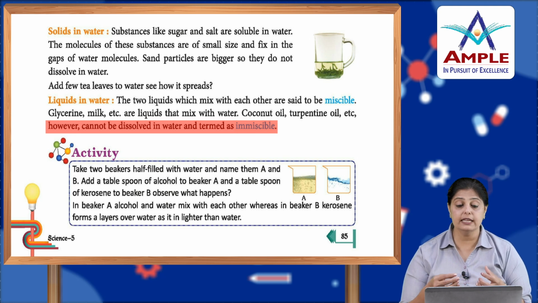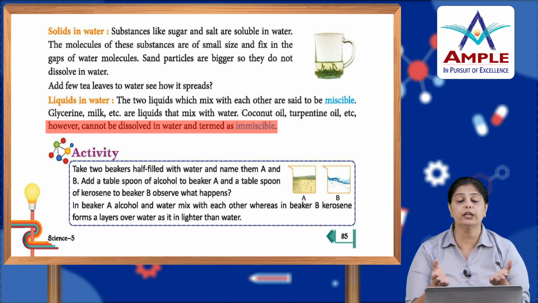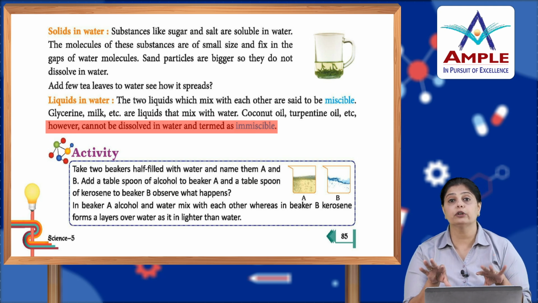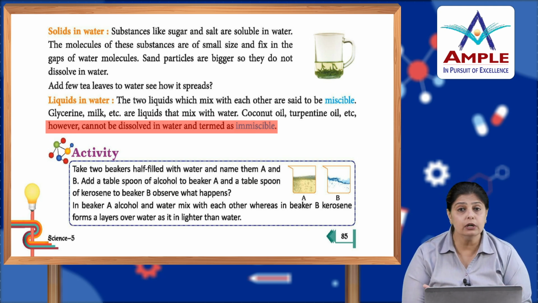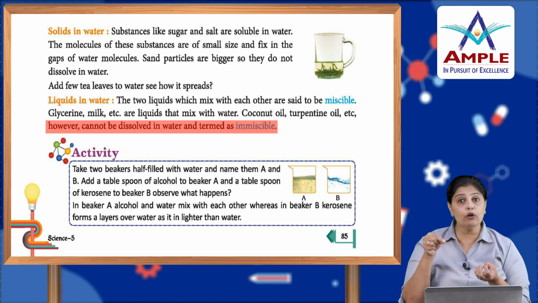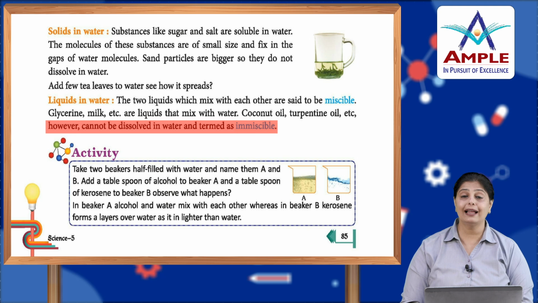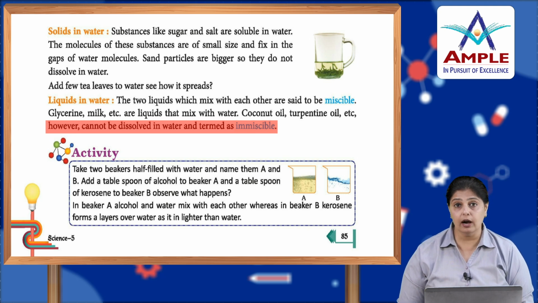Whereas if you mix milk and water together, you will not be able to differentiate between water and milk. How much is water and how much is milk, you will not be able to tell, because it has got mixed up. That is why it is miscible. Whereas if you mix coconut oil with water, you will see the oil floating on the water. So you are able to differentiate between them. That is why these are known as immiscible liquids.